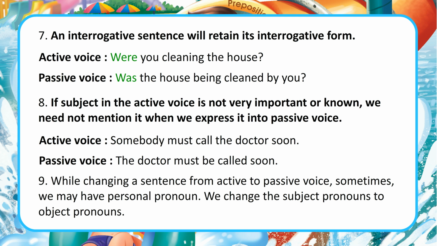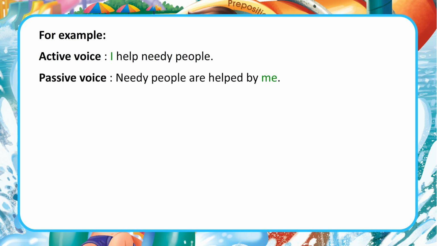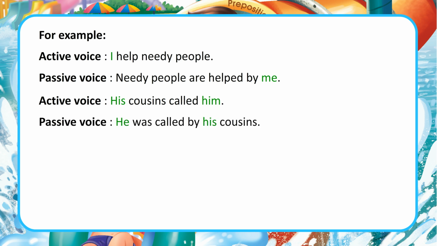9. While changing a sentence from active to passive voice, sometimes we may have personal pronouns. We change the subject pronouns to object pronouns. In the same way, the object pronouns take the place of the subject and change to subject pronouns. For example, active voice: I help needy people. Passive voice: Needy people are helped by me. Active voice: His cousins called him. Passive voice: He was called by his cousins.